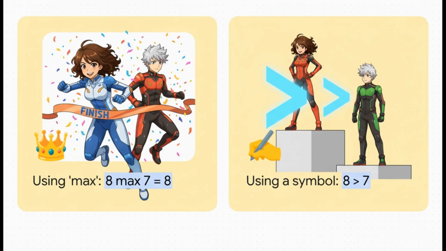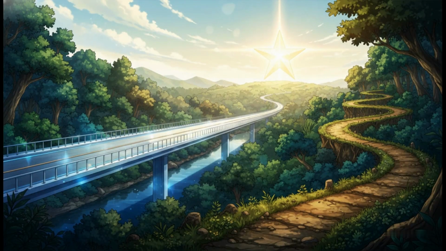Okay, now look at the right side. It just says 8 > 7. Do you see it? They are two totally different ways of saying the exact same thing. 8 is the bigger number. So the takeaway here is that whether you write it out with a word like max or you use the quick little symbol greater than, you're getting the same idea across. It just goes to show you, it's not about memorizing one rigid rule, it's about understanding the core idea behind it all.